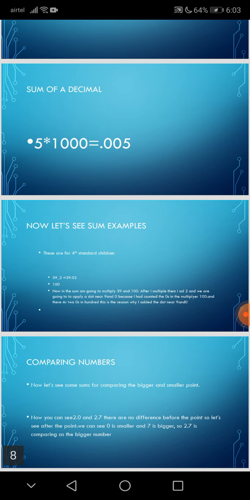Comparing numbers. Now let's see some sums of comparing the bigger and smaller point. Now you can see 2.0 and 2.7. There is no difference before the point. So let's see after the point. We can see 0 is smaller and 7 is bigger. So 2.7 is the bigger number.